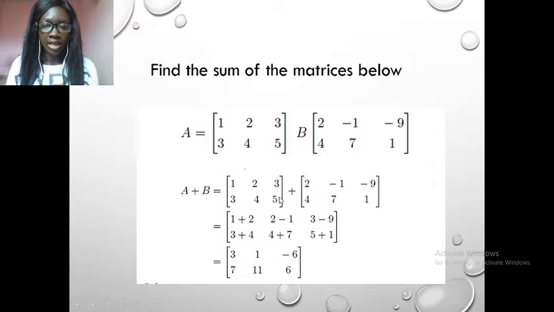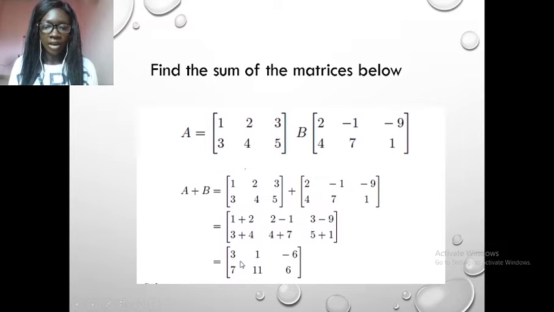So let's move to the second row. Here we have 3 plus 4. You see they are corresponding to each other. The second row, column 1, we also add to the corresponding item in the second row and column 1, which is 3 plus 4. Now the next one, 4 plus 7 and 5 plus 1. So we add these numbers together, or we subtract the one that has minus.